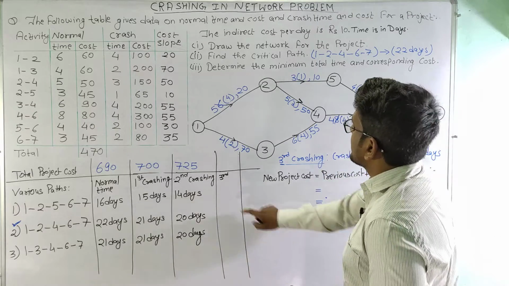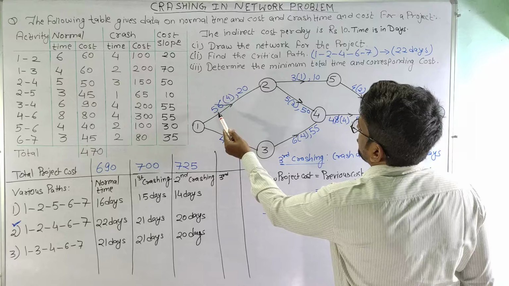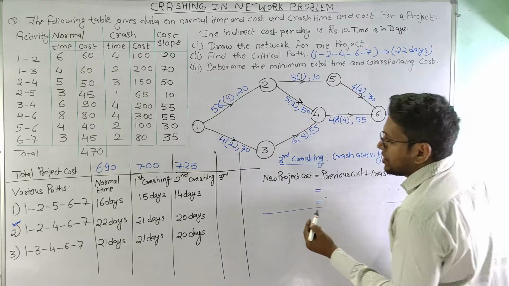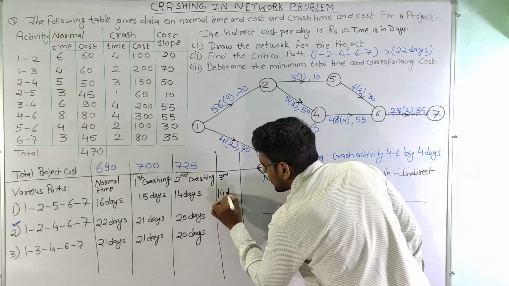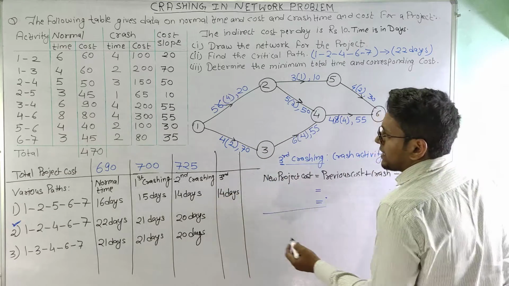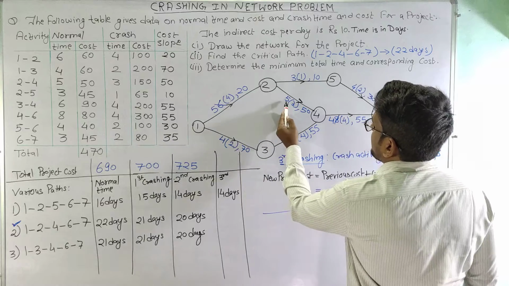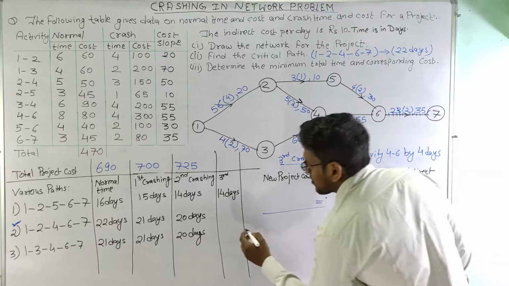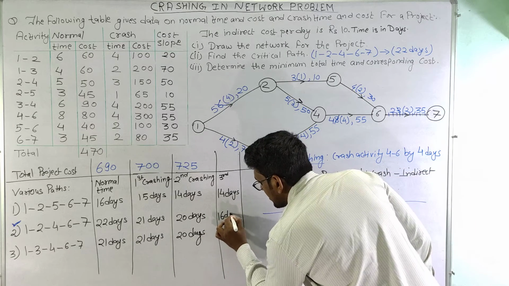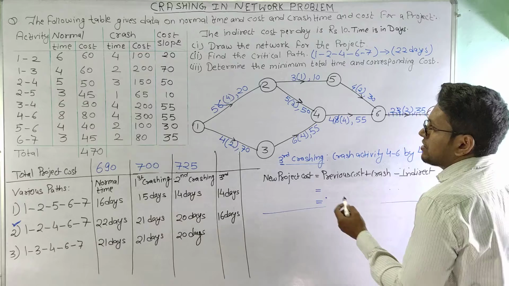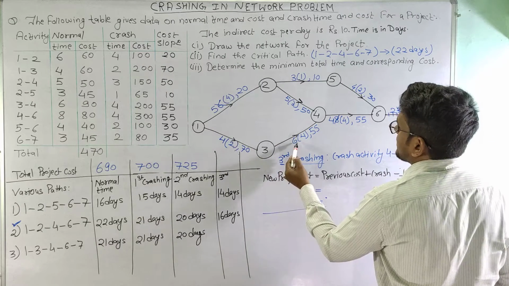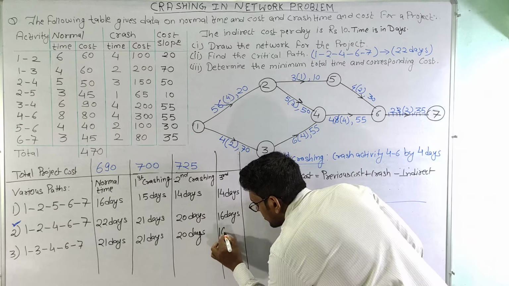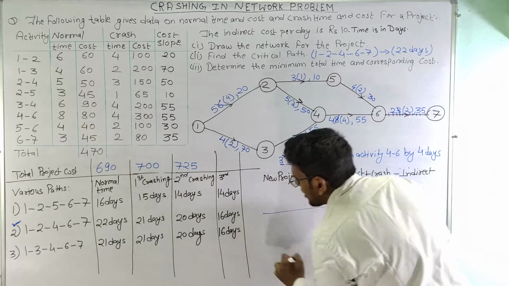after third crashing we can see that the timing for first path is 5 plus 3 is 8, 8 plus 4 is 12, 12 plus 2 is 14. So this will remain 14 days, and for second path this is 5 plus 5 is 10, 10 plus 4 is 14, 14 plus 2 is 16. So this has been reduced to 16 days. Similarly, the third path 4 plus 6 is 10, 10 plus 4 is 14, plus 2 is 16. So this also has been reduced to 16 days.